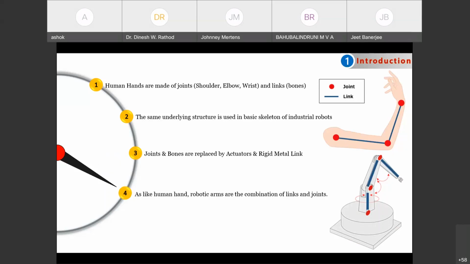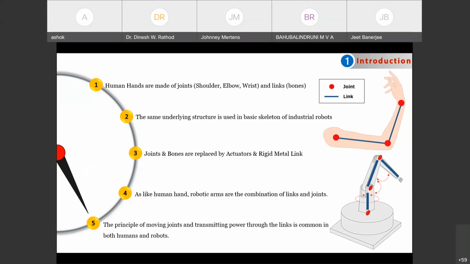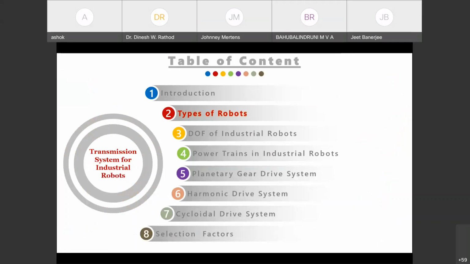As with the human hand, you can see there are two sets of things. The blue line indicates the link and the red point indicates the joint. A similar set of observations you can see in the industrial robotic system also, which is given in this figure as a simple configuration. And finally, the same principle of moving and transferring power happens in both the robots and the human hands. And this is a very short intro about the robotic systems.